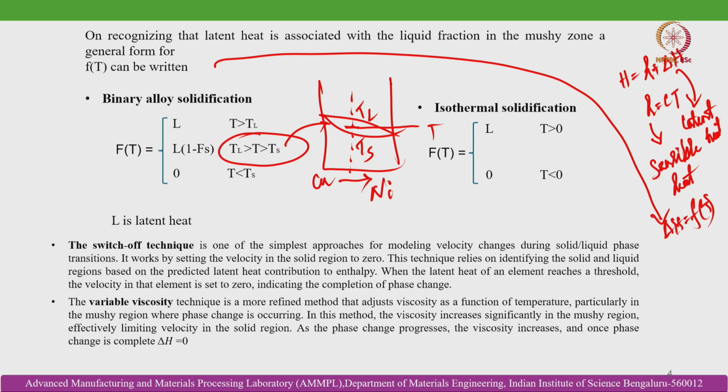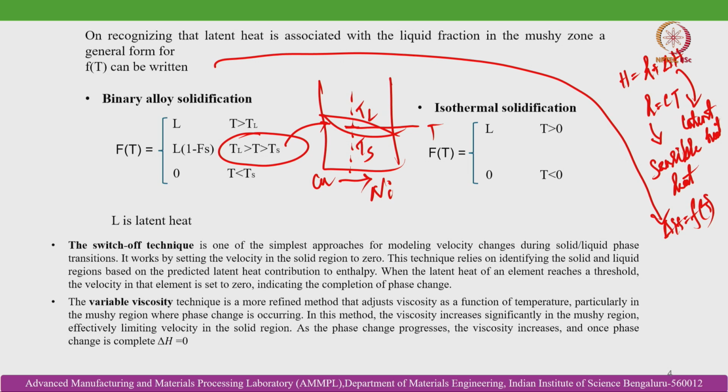So this technique relies on identifying the solid and liquid regions based on the predicted latent heat contribution to enthalpy, and when the latent heat of an element reaches a threshold, the velocity in that element is set to 0, indicating the completion of phase change. So that means from velocity we can distinguish that the phase transformation has happened. In case liquid to solid transformation is happening, the velocity in the solid phase is equated to 0. So from here it can be recognized.